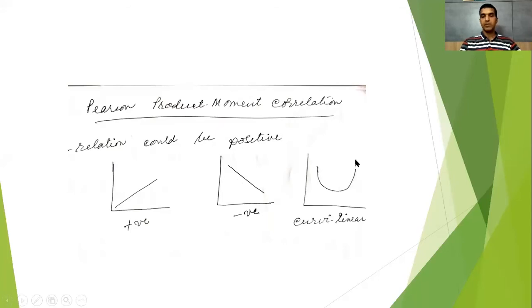And then there is the third possibility, which is curvilinear correlation. In other words, as one mean decreases, the other mean increases. Corresponding to the decrease of one mean, another mean increases. So that correlation is known as curvilinear. But when we speak about Pearson product moment correlation, we are only speaking about these two possibilities. Either it is positive or negative. There is no curvilinear correlation. So that we must understand at the outset. At the beginning itself, we must have clarification about that.